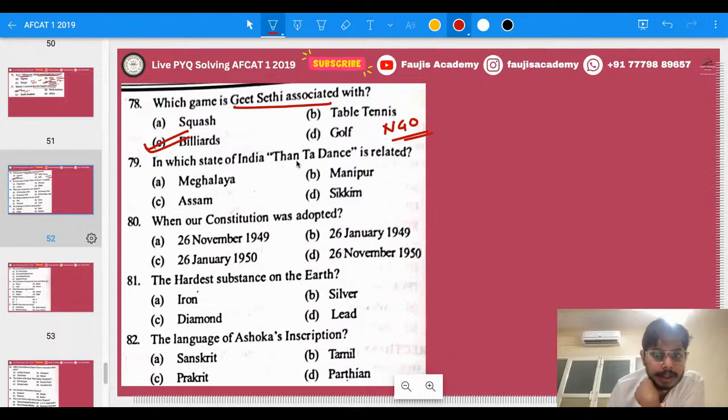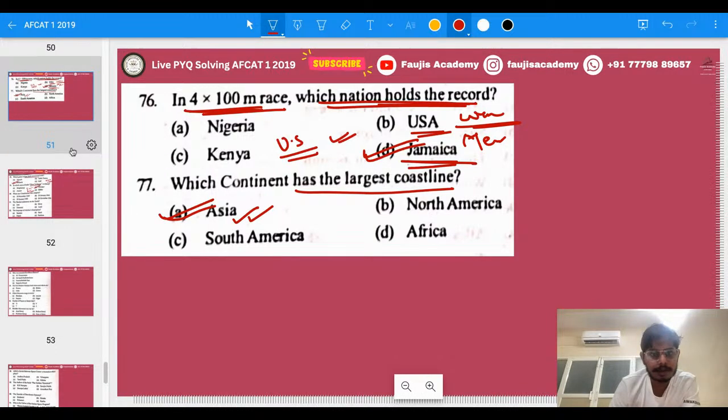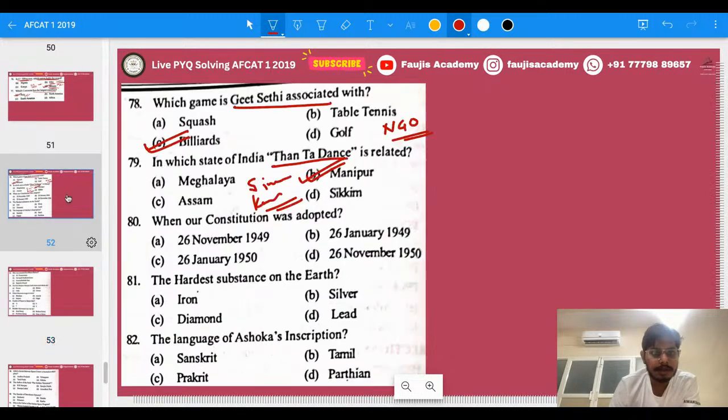Thanta dance is like silambam or kalaripayattu, and is from the state of Manipur. This is a martial dance from the state of Manipur. Question number 80. Yes, absolutely. 76D. All right. Jamaica.